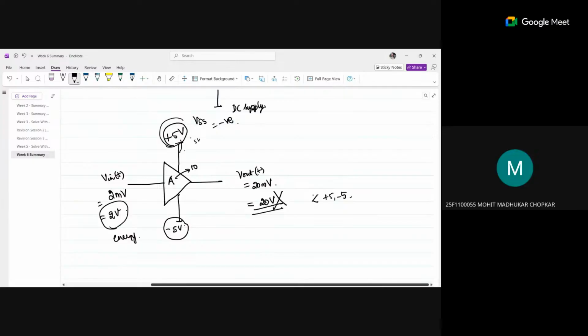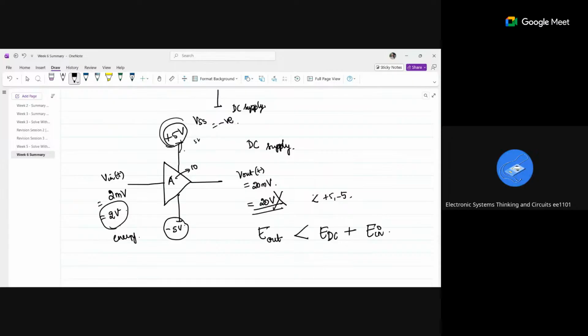But this DC supply is providing that energy. So the energy of the output will always be less than the energy of the DC supply plus the energy of the input. In the above case, ma'am, when we use 2 millivolts, 5 volt is greater. That's why it is possible to give 20 millivolts. Yes.